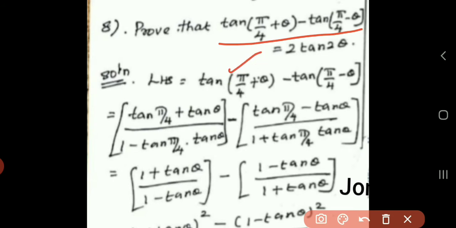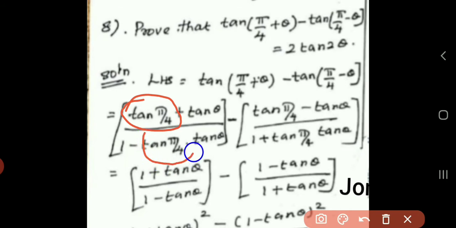That means tan of (a plus b) is (tan a plus tan b) divided by (1 minus tan a tan b). And then here I have tan of (a minus b). The formula for tan of (a minus b) is (tan a minus tan b) divided by (1 plus tan a tan b). And then here the value of tan pi by 4 is 1. So in all the places I want to substitute the value 1 for tan pi by 4.